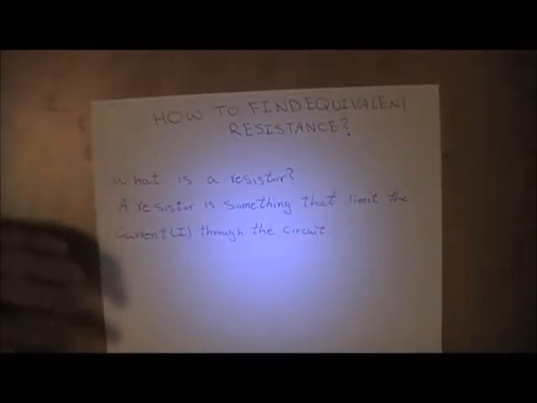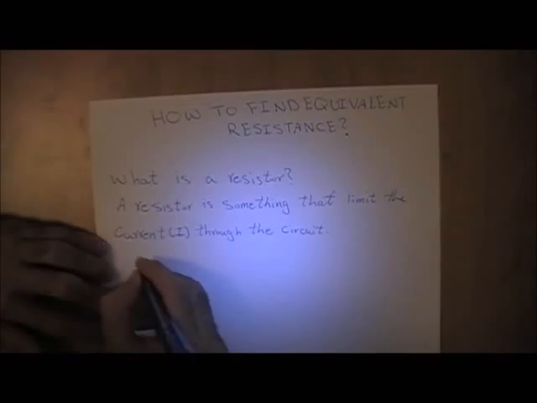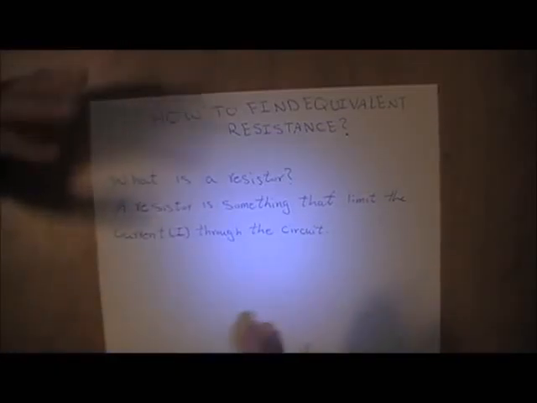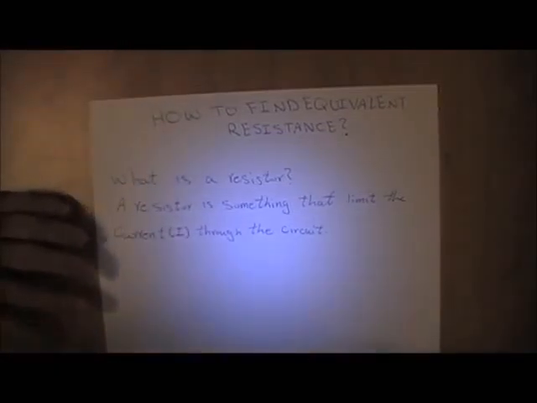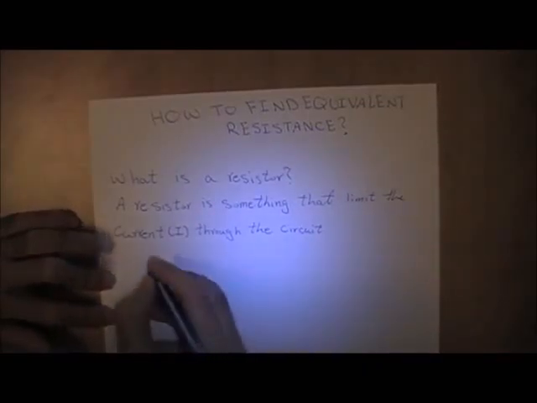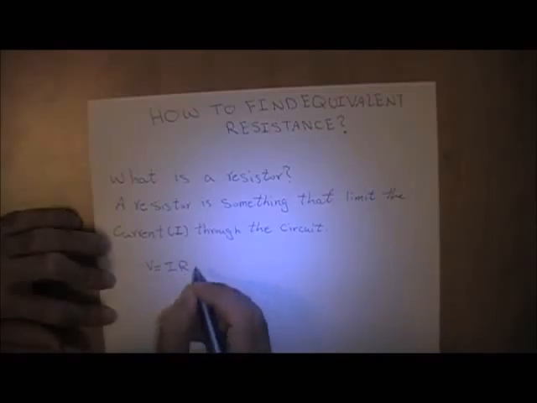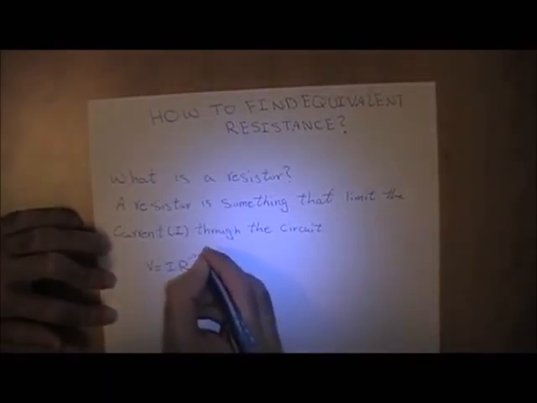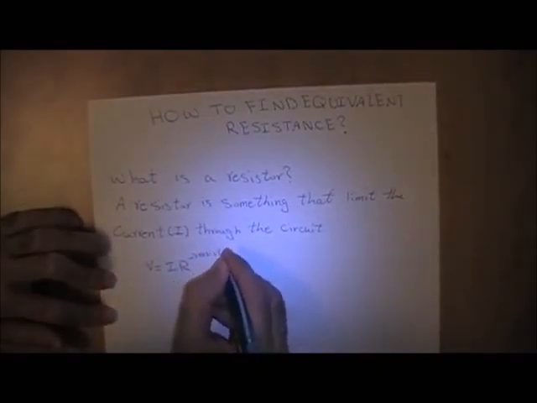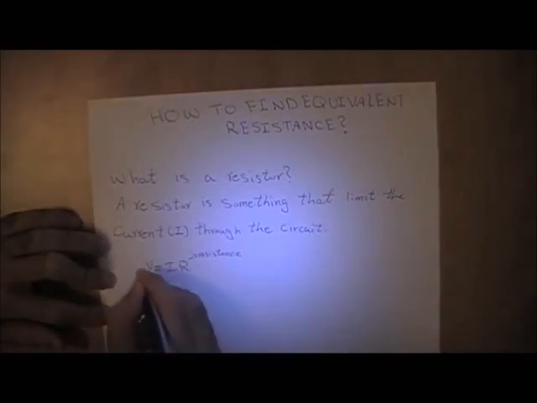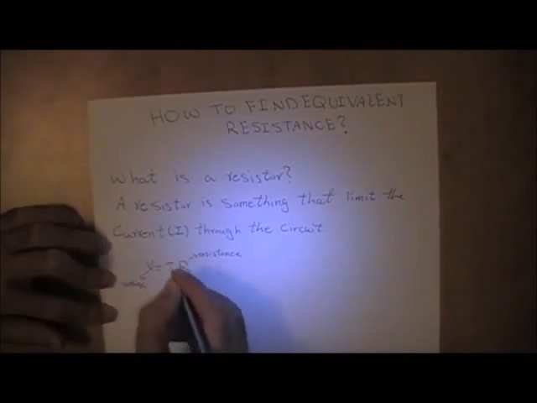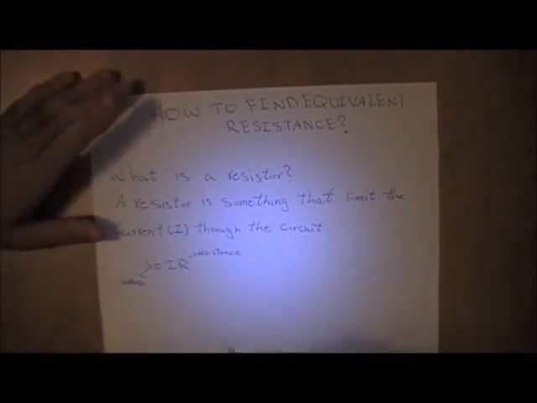So what does this mean? It means that as our resistance increases, our current will decrease. Well, let's see if this makes sense. Based on Ohm's law, V is equal to IR, where R is the resistance and V is our voltage, and as we know, I is the current.